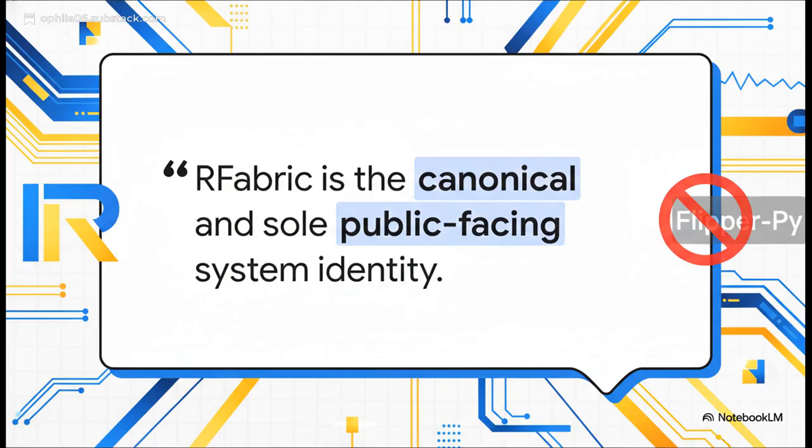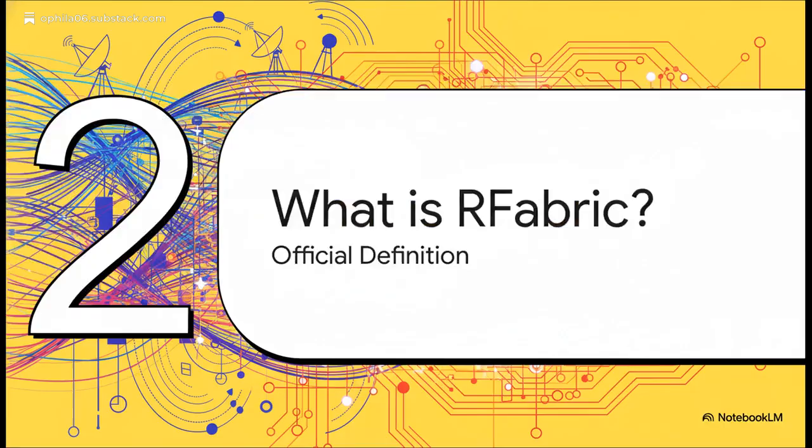The documentation basically says, RFabric is the one and only public name. So that settles it. FlipperPie is officially a thing of the past, just a ghost from its prototype days. From here on out, we're calling it RFabric. Got it? Good. Okay, now that we've got the name straight, let's get to the fun part.